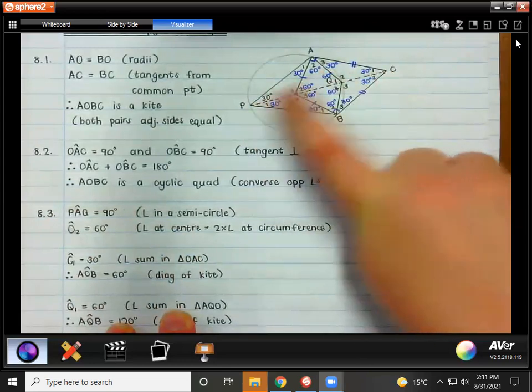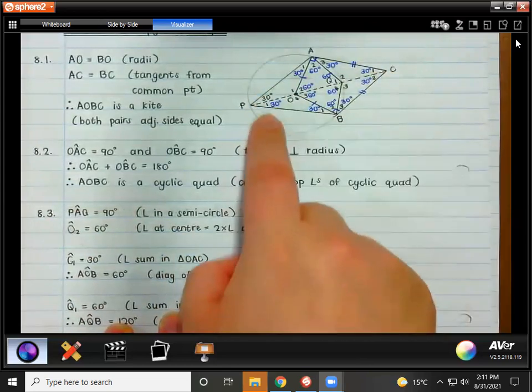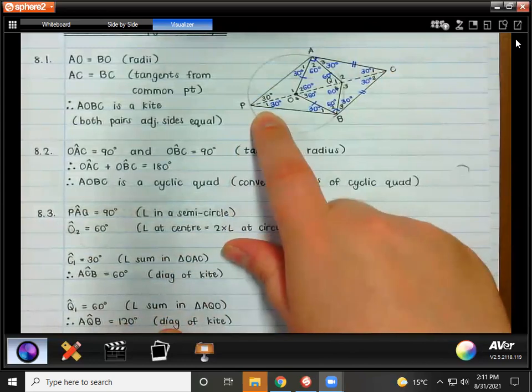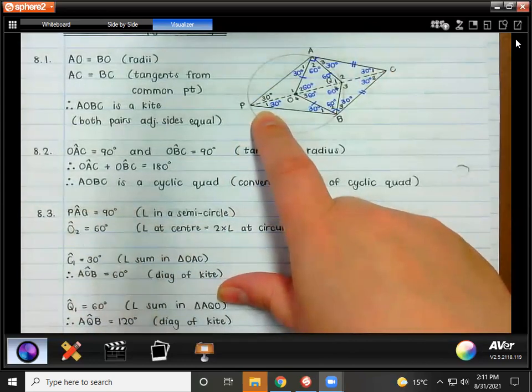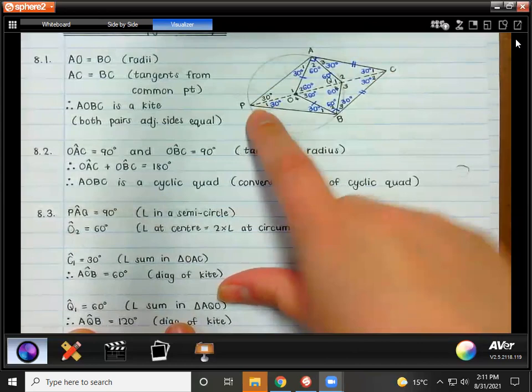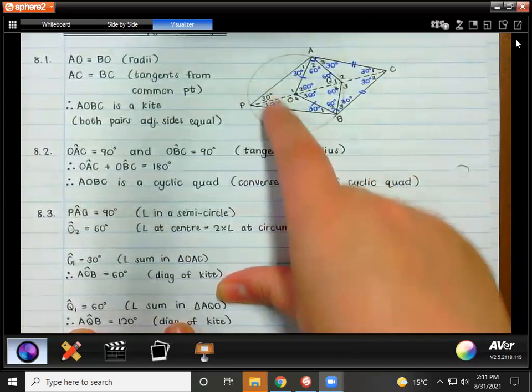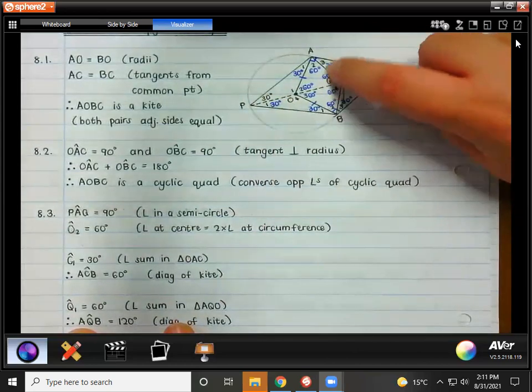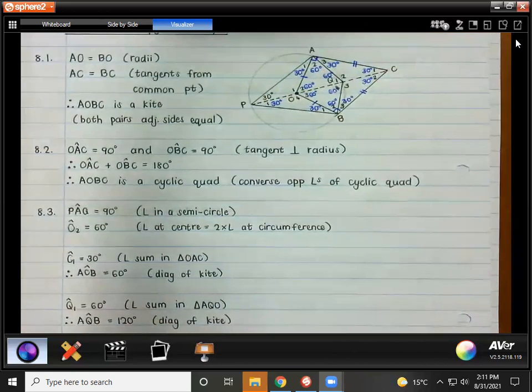But you also could have used opposite angles of a cyclic quad if you had P1. Which I hadn't calculated by then, but you could calculate P1, then that whole angle is 60, meaning that the opposite angle of the cyclic quad must be 120. That also would have worked.